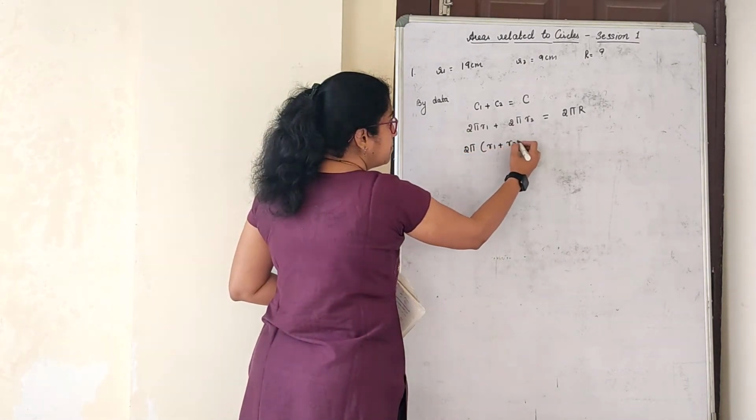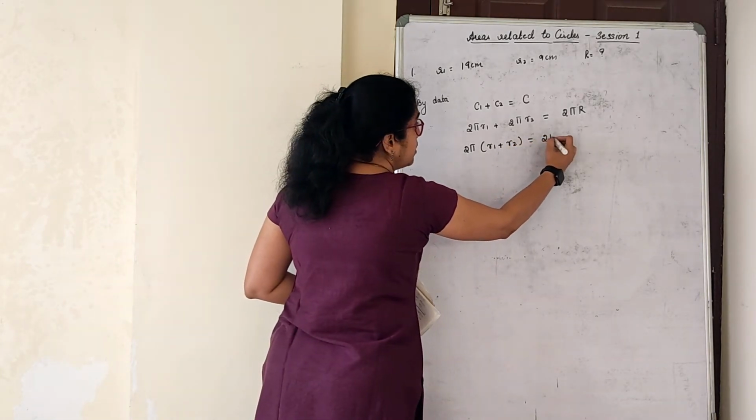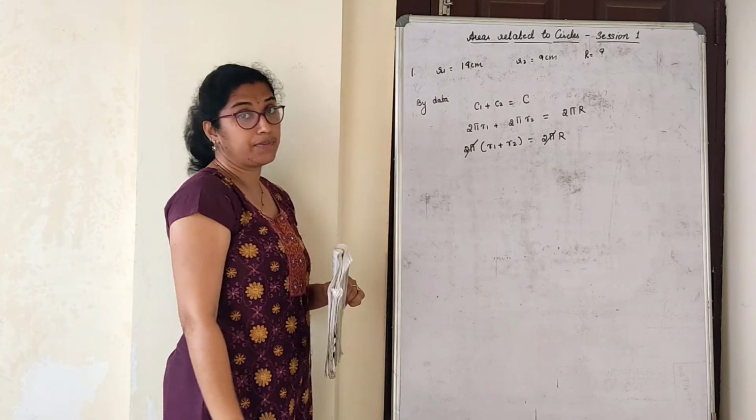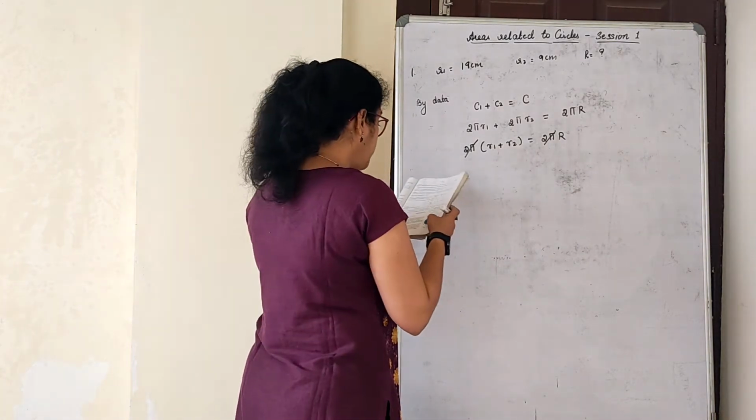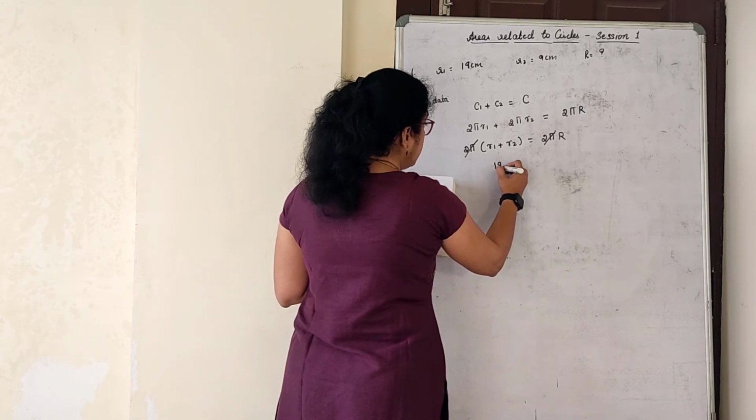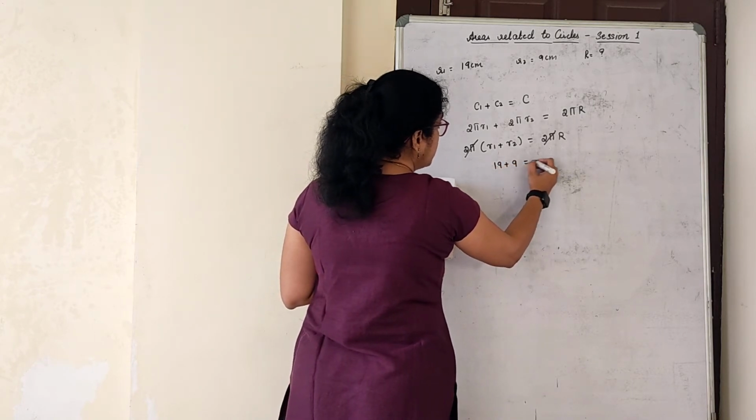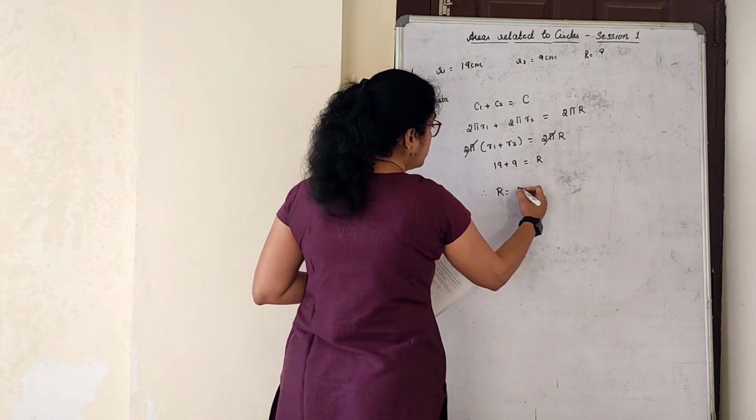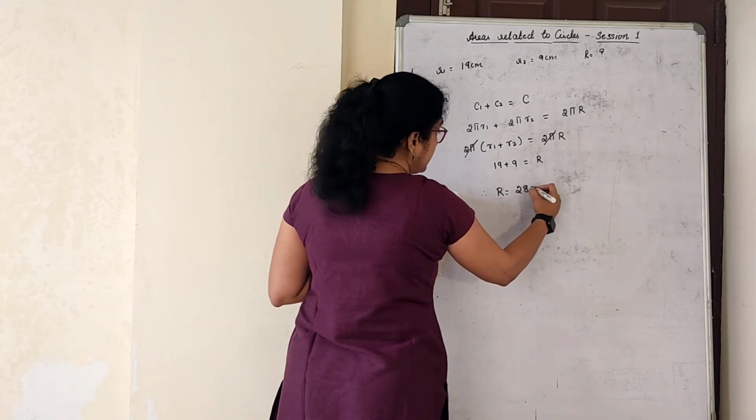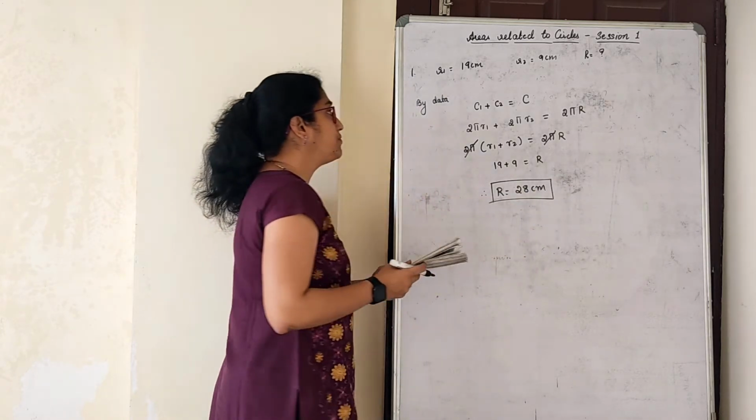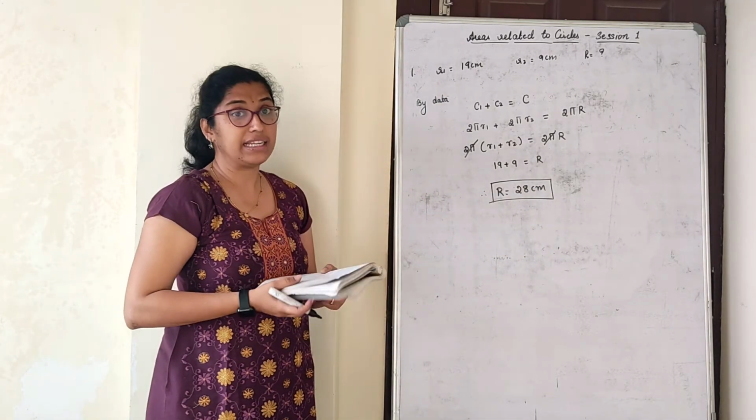R1 plus R2 is equal to 2 pi R. Can I cancel 2 pi and 2 pi? Very easy in calculation. So, what will I do now here? 19 plus 9 is equal to R. Therefore, R is equal to 19 plus 9, 28 centimeter. Give the conclusion. The radius of the new circle formed is 28 centimeter.